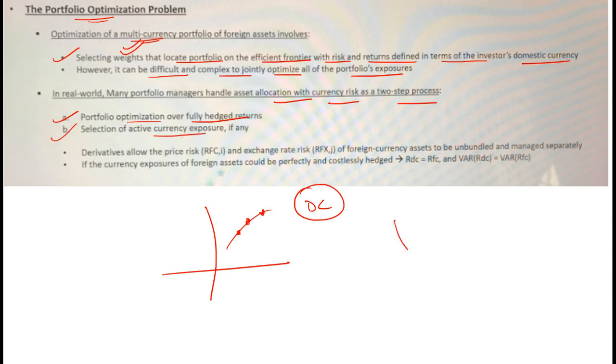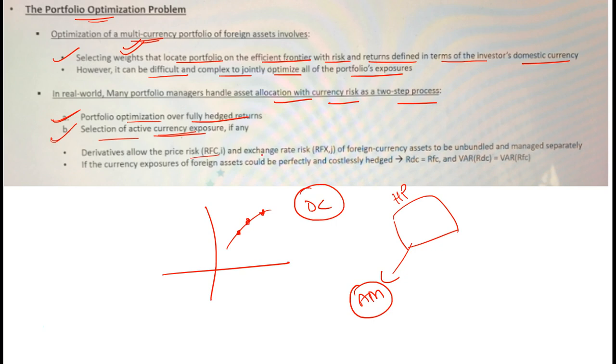Once they have decided the allocation for the fully hedged portfolio, then they decide how much of it can be actively managed, or what exposure can be kept for active management, 10%, 5%, or whatever. This is how currency management is generally done as a two-step process. That is, portfolio optimization over fully hedged returns and then selection of active currency exposure.